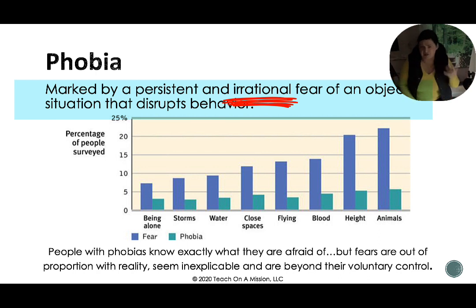It's causing some sort of distress, right? One of those D words. It's an irrational fear of an object or a situation that disrupts behavior. And this chart kind of shows you some of the common ones, okay? Heights is a big one.